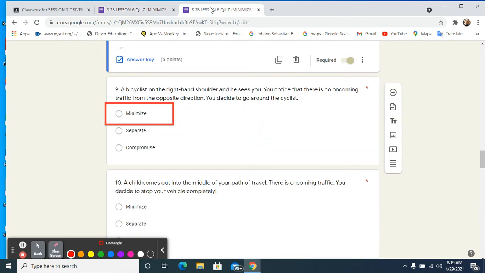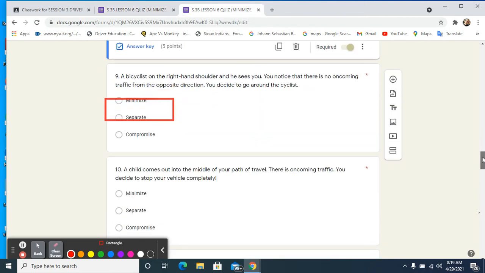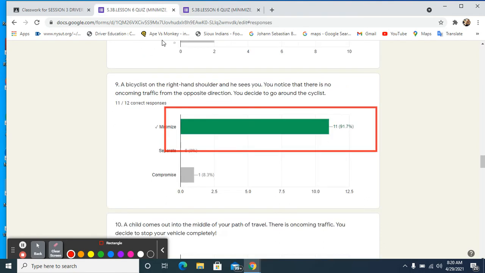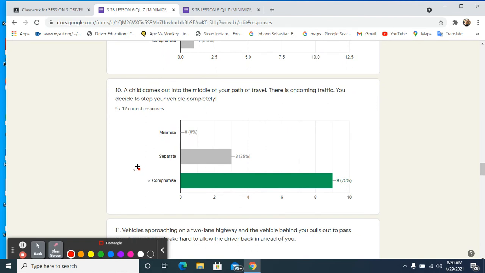Very good. Okay, so number 10, a child comes out into the middle of your path of travel. This is very, very dangerous. Excuse the bell. There is oncoming traffic. You decide to stop your vehicle completely, okay, to avoid a major catastrophe. We've given up our space and time to save a life, okay? This is compromise. Number 10, compromise.